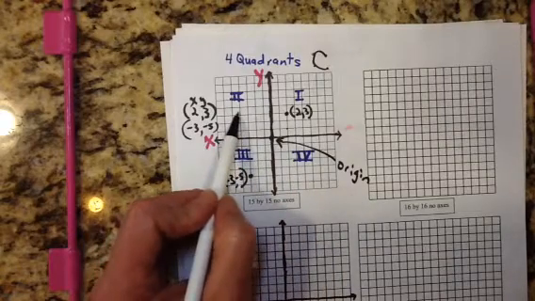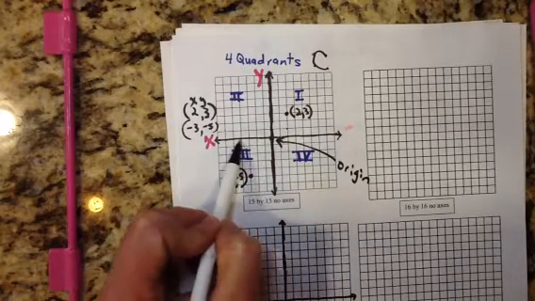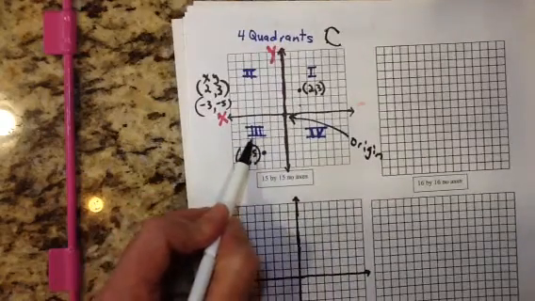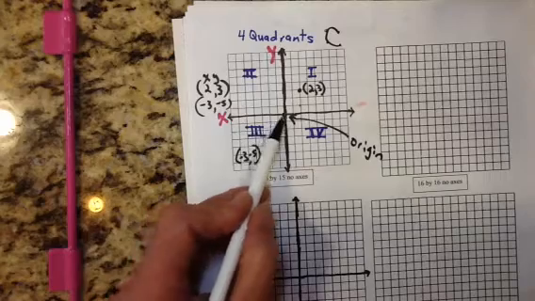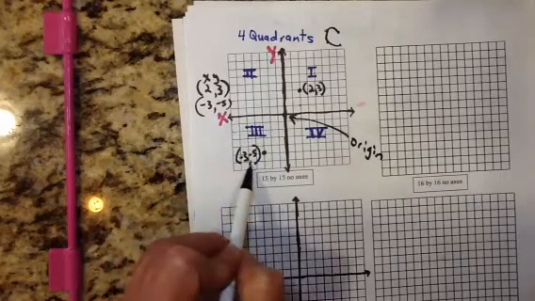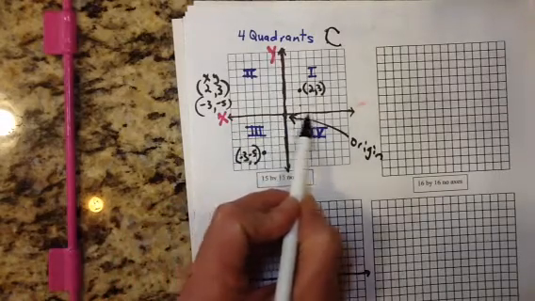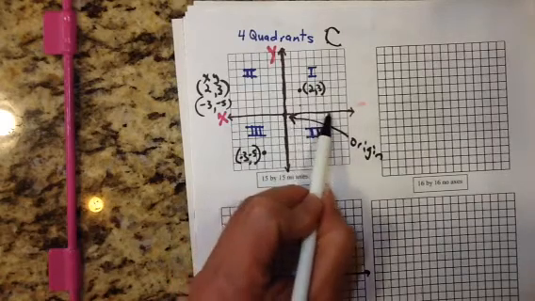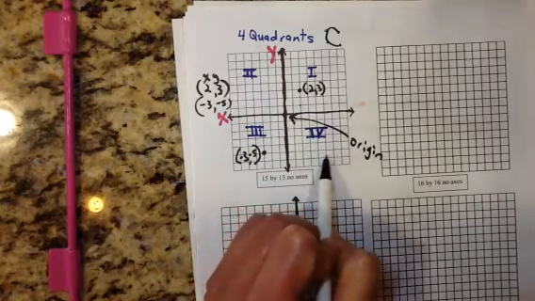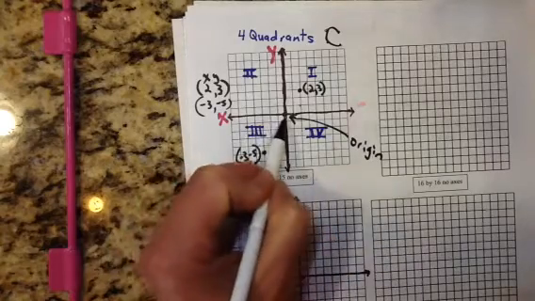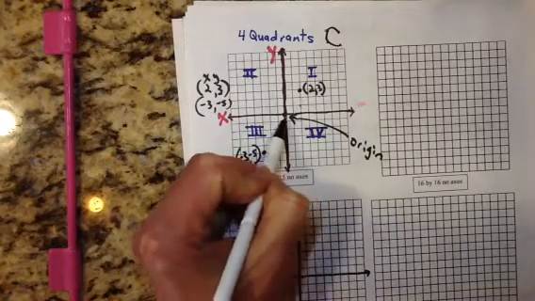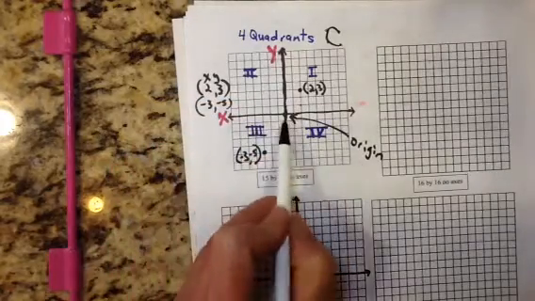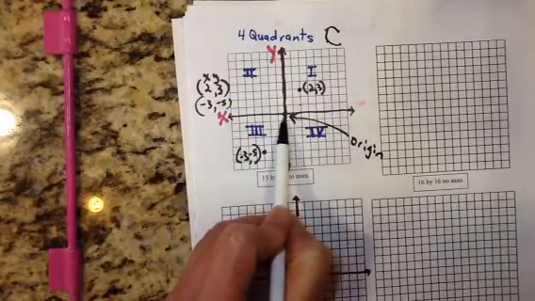Okay, in the second quadrant, your x values are negative, your y values are positive. The third quadrant is where everything's negative. X values are negative, y values are negative. And then the fourth quadrant, we have our x values positive, but our y values negative. And the center here, where the y axis and the x axis cross, we call that the origin.